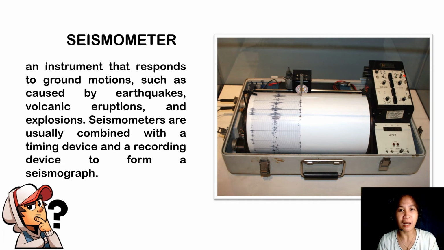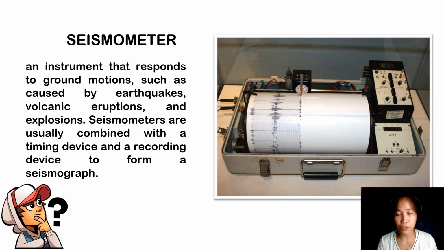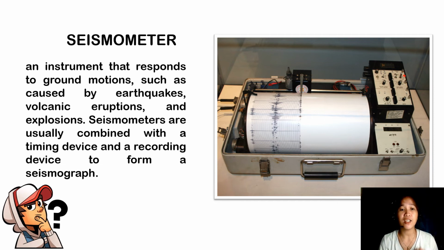Pero ano ba yung ginagamit ng mga scientist para determine ng earthquake? So seismometer. This is an additional information for you guys. Seismometer is an instrument that responds to the ground motion such as caused by earthquakes, volcanic eruptions, and explosions. So seismometers are usually combined with a timing device and a recording device to form a seismograph. Okay? Next.